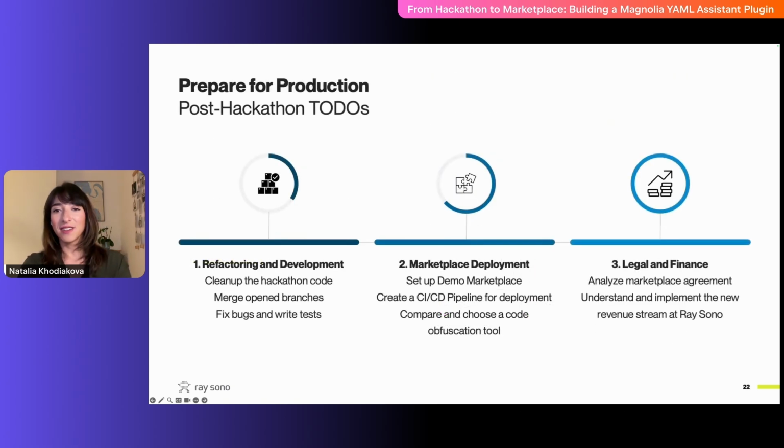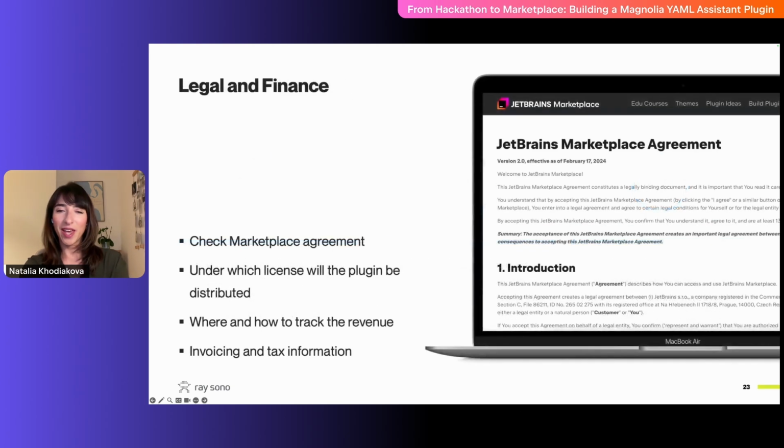The technical side of the go live was all set, but there were other considerations that were new to us, the legal and financial side of things. We had to collaborate closely with our internal teams to understand the marketplace agreements, the revenue sharing models, and how this new income stream would fit into our company's financial strategy. It was a significant learning curve for us, as this was Ray Sono's first experience generating revenue from a developer tool. It also led to some interesting cross-departmental collaboration that helped strengthen the project.